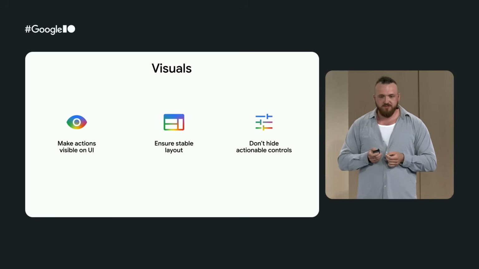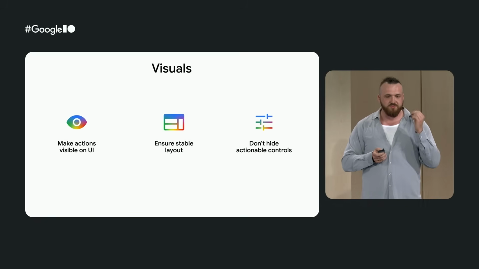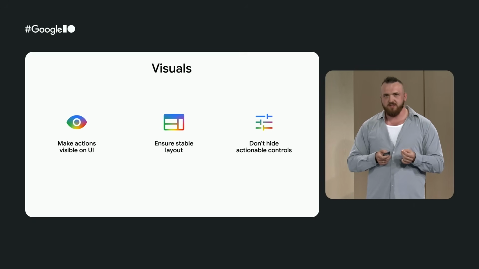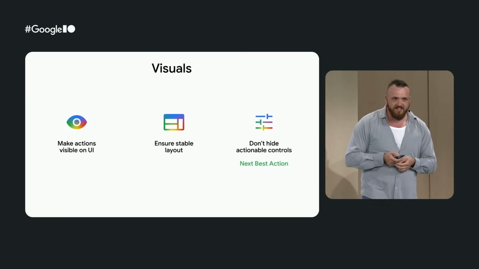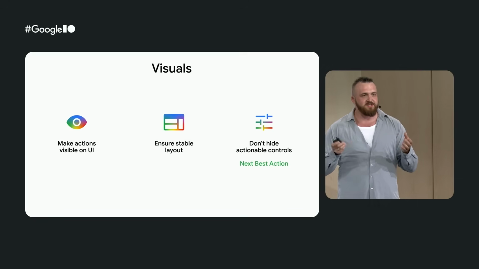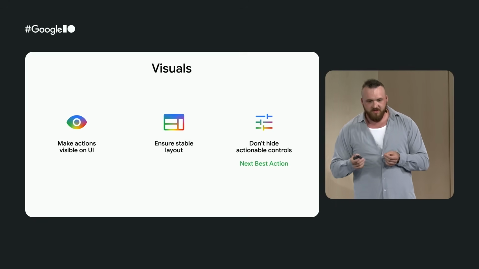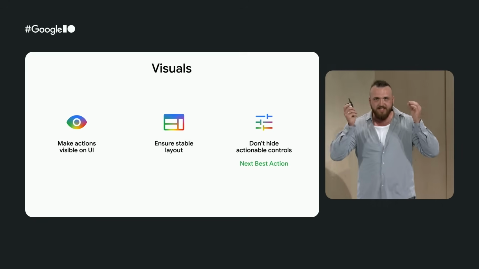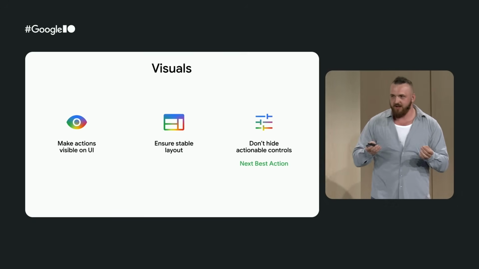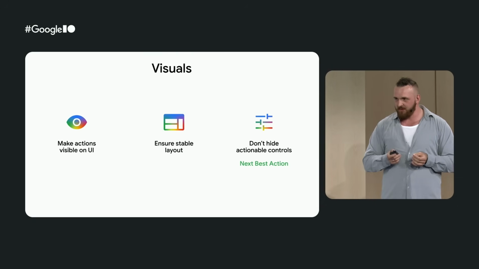Next, do not hide actionable controls. I want to share a term that is used in marketing, in UX, that I absolutely love, which is the next best action. So it's all about reducing previously mentioned cognitive load. So the next best action should not be a puzzle. In well-designed UI, it should be the only logical step forward.